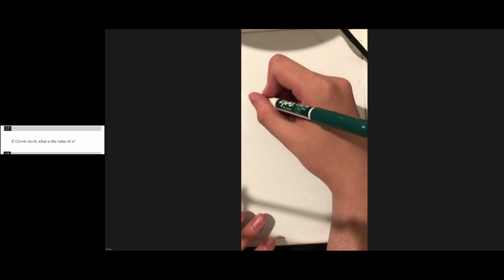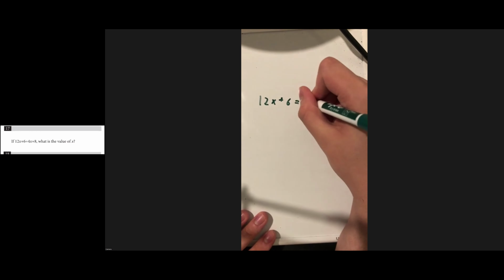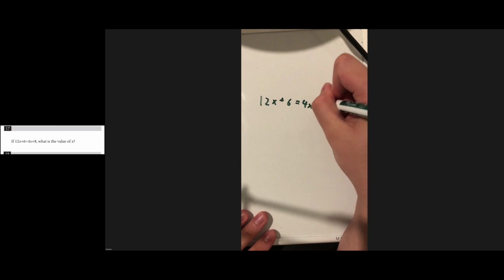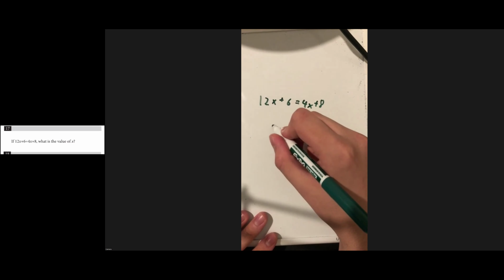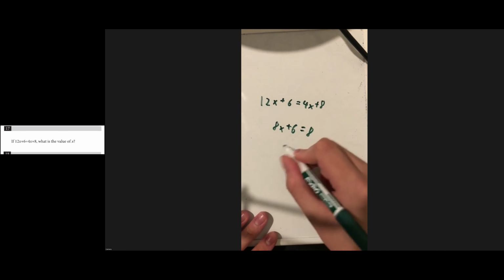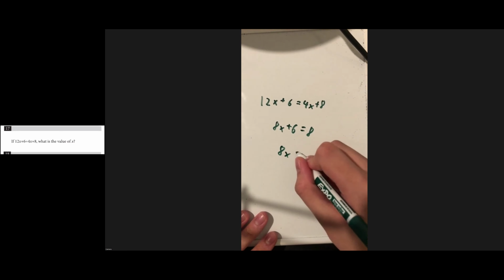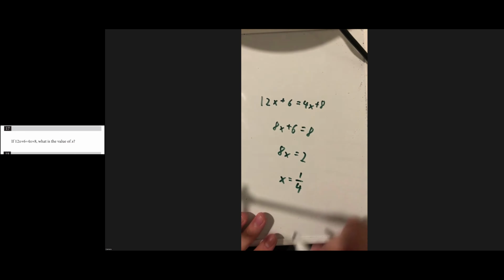Okay, so for this one, we're given an equation, 12x plus 6 equals 4x plus 8. We just have to solve for x. Subtract 4x from both sides, and you get 8x plus 6 equals 8. Subtract 6 from both sides, and you get 8x equals 2. Divide by 8, x equals 1 over 4. And that is the correct answer.